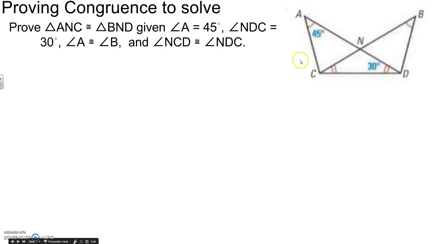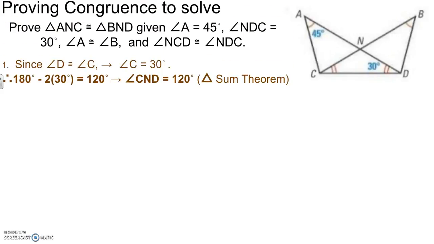Angle A is 45 degrees. The measure of angle NCD is given here, or NDC, excuse me, is 30 degrees, and angle A is congruent to angle B by the markers, and angle NCD is congruent to angle NDC. So what can we conclude from this? Well, let's look at the first thing.